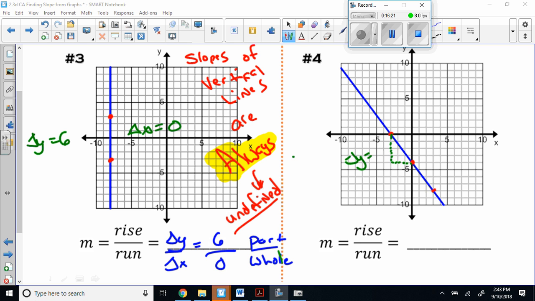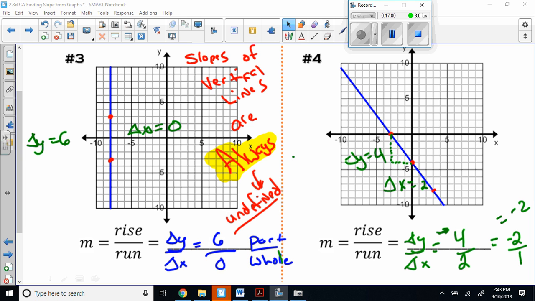So change in Y. How much did I change in Y? 1, 2, 3, what? 4. How much did I change in my X's? 1, 2, right? So change in Y over change in X is 4 over 2. Well, it's negative because why? It's a negative slope. What's negative 4 over 2, guys? Yeah, negative 2 over 1, right? Which is what? Negative what? Negative 2. Good. All right. So I need you to look at another one. We're going to skip to the back. Any questions on that before we go?